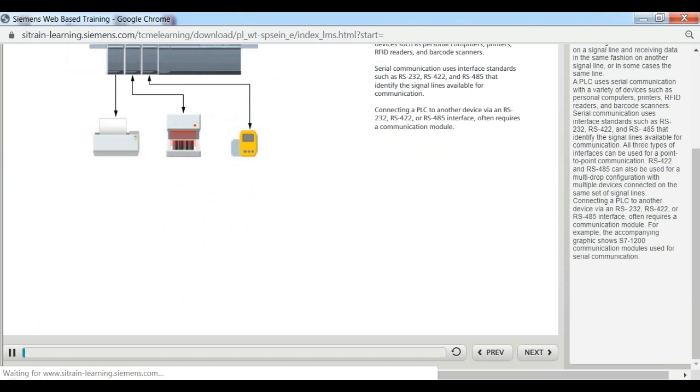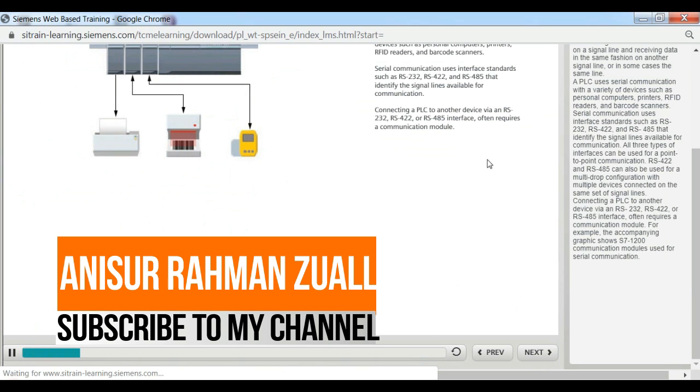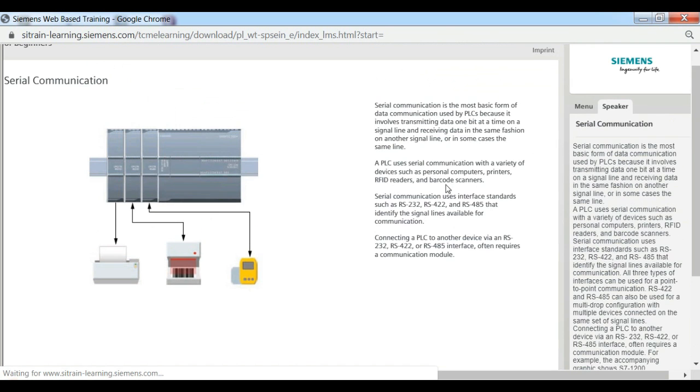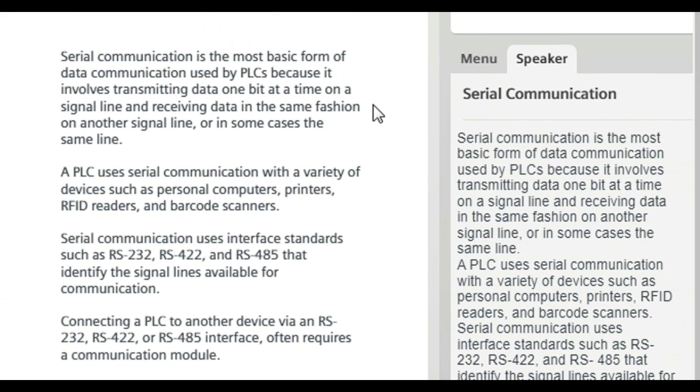Serial communication is the most basic form of data communication used by PLCs because it involves transmitting data one bit at a time on a signal line and receiving data in the same fashion on another signal line, or in some cases the same line. A PLC uses serial communication with a variety of devices such as personal computers, printers, RFID readers, and barcode scanners.